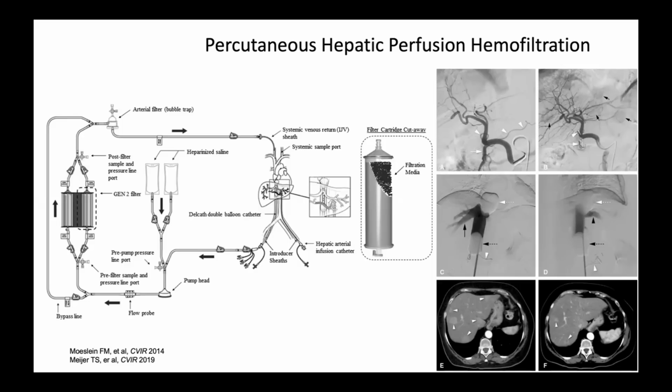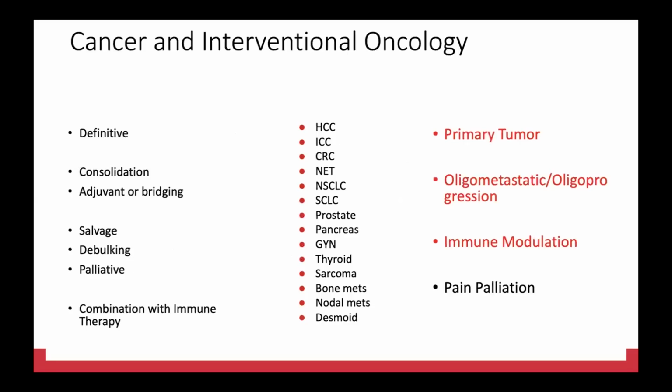Pretty complex, pretty involved. And this device, at least in the United States, was approved for ocular melanoma patients, but more studies are coming for other metastases in the liver as well as primary liver cancer. So it will be quite interesting how patients will benefit from this potentially.